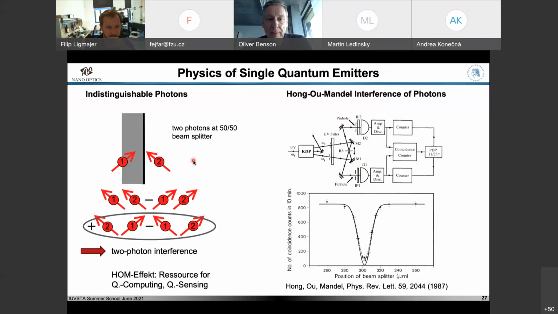I will come back to this later, because this Hong-Mandel effect is a very important effect for photonic quantum computation.